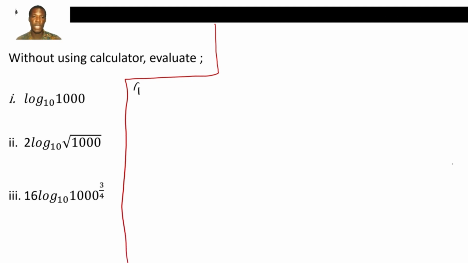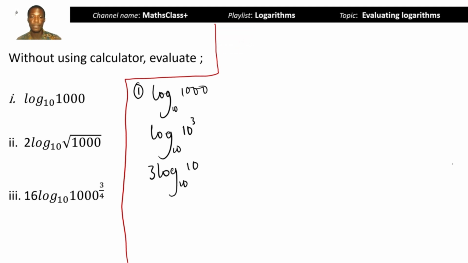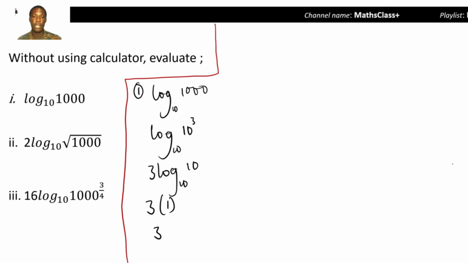So we have the first one, log to the base 10 of 1000. We can rewrite this as log to the base 10 of 10 to the power 3. And by our third law, we can rewrite this as 3 times log to the base 10 of 10. And by the properties we looked at, log to the base 10 of 10 will become 1, which gives us 3 times 1, and that is equal to 3. So when we evaluate log to the base 10 of 1000, we get the result to be 3.